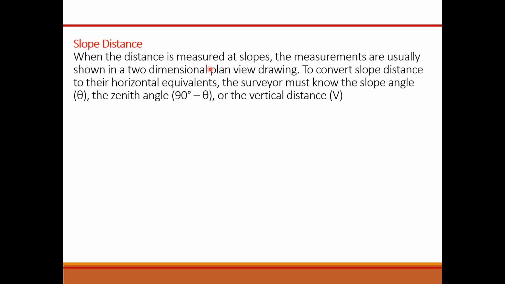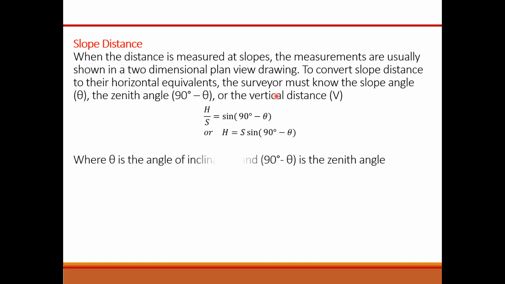When the distance is measured on slopes, the measurements are usually shown in a two-dimensional plan view drawing. To convert slope distances to their horizontal equivalents, the surveyor must know the slope angle theta, the zenith angle 90 minus theta, or the vertical distance. It simply implies that we can find the horizontal distance by using the Pythagorean theorem, in which the hypotenuse will be the slope distance and the perpendicular will be the vertical distance.